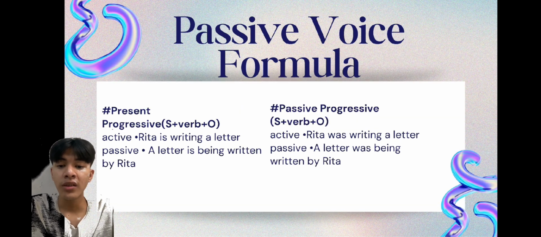The next part, present progressive, subject plus verb plus object. And then active, Rita is writing a letter. And then passive, a letter is being written by Rita.